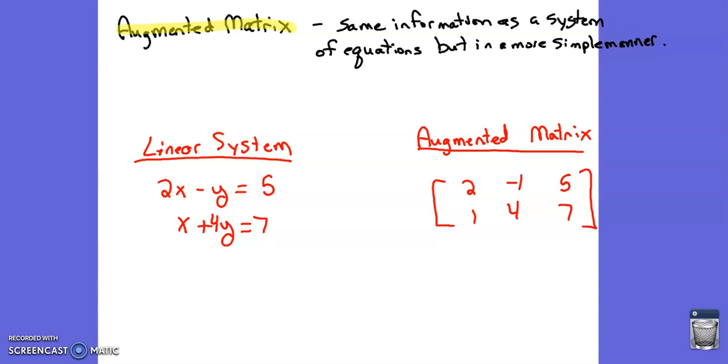So an augmented matrix is the same information as a system of equations, and we just got done doing this as an example, but in a simpler manner. So here's a linear system. You guys already know how to solve a linear system. Right here is a linear system. But if I literally just focus on the actual numbers, notice I have 2, -1, 5, and then I have 1, 4, 7.